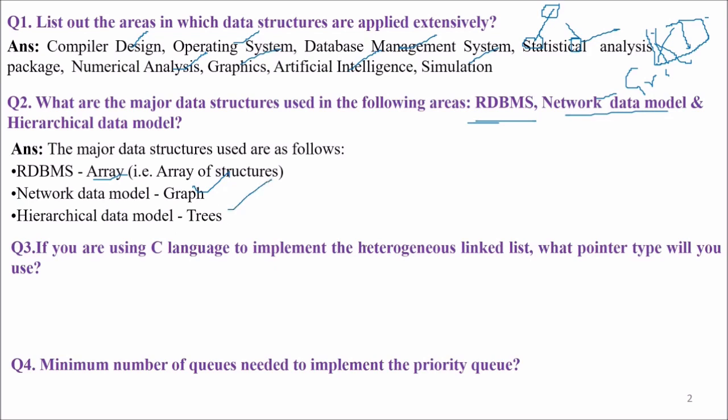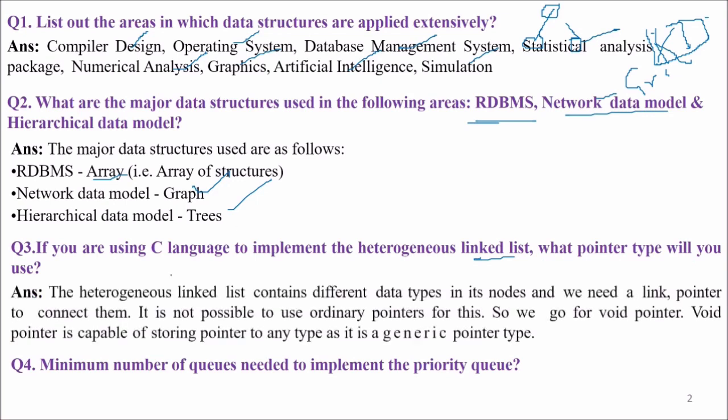If you are using C language to represent the heterogeneous linked list, what pointer type will you use? Void. Because the heterogeneous linked list contains different types of data in its nodes and we need a link pointer to connect them. It is not possible to use an ordinary pointer for this, so we go for void pointer. Void pointer is capable of storing a pointer of any type because void is a generic pointer type.